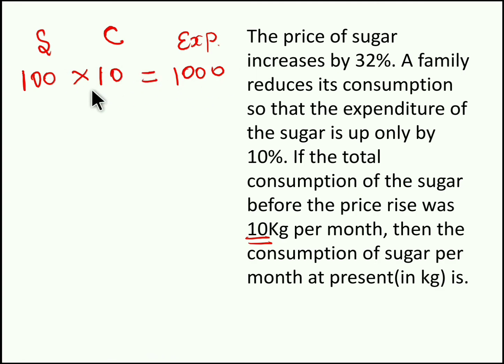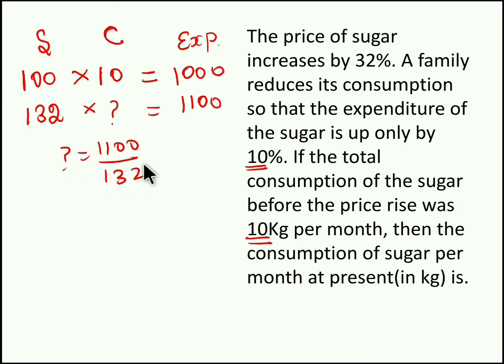Now the price of sugar increases by 32 percentage. So a 32 percentage hike from 100 will be 132. Now the expenditure increases by 10 percentage. So 10 percentage of 1000 is 100, which is 1100 rupees. Now you have to find the consumption, right? So consumption equals expenditure by sugar's rate, 1100 by 132. So when you cancel, you will get the answer.